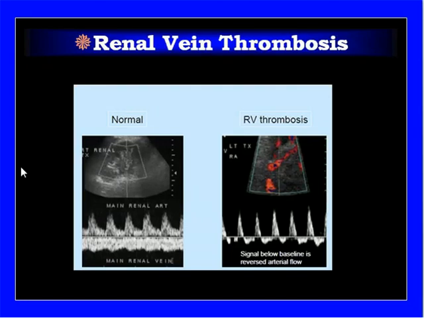Now, apart from the renal artery stenosis, renal vein thrombosis may occur in the transplant kidney. On the left of your screen, this is a normal Doppler, and on the right side where there is renal vein thrombosis, you can see the signal which is baseline, which is going below the reverse artery flow. This is indication of the renal vein thrombosis.